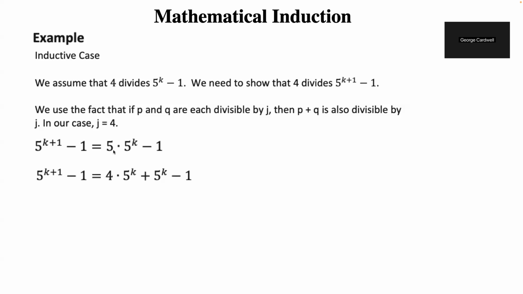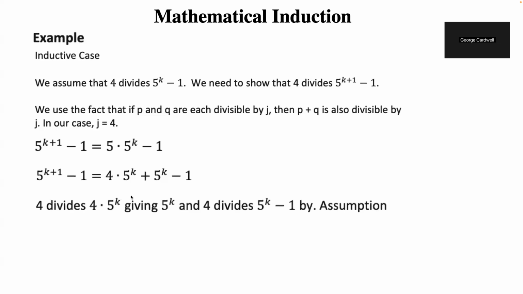Now what I'm going to do is take that 5 units of 5 to the k and break it into two pieces. 4 units times 5 to the k plus 1 unit times 5 to the k. And then the minus 1 just carries down. Now, think of my p as 4 times 5 to the k and my q as 5 to the k minus 1.